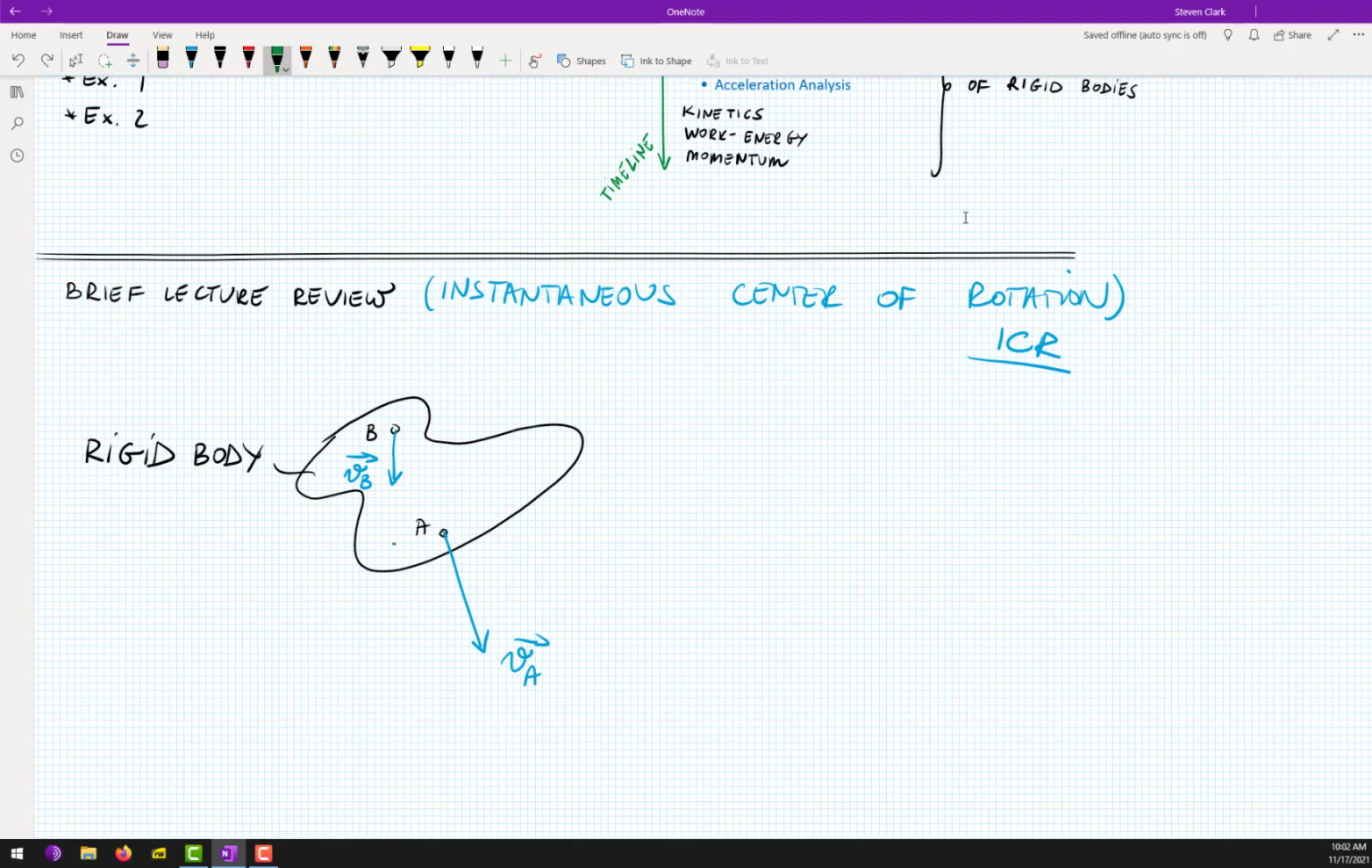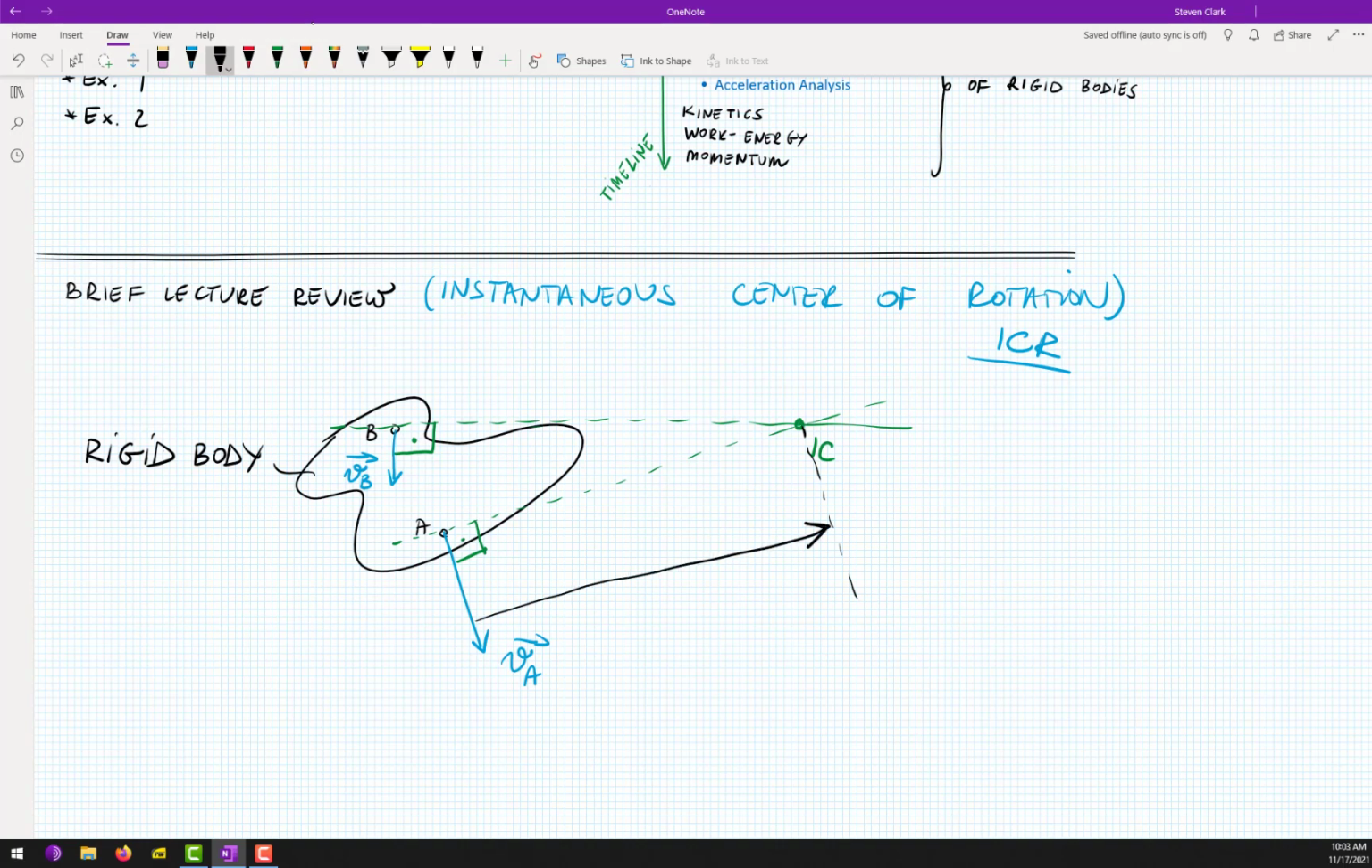First of all, we must find the direction perpendicular to this velocity vector, and of course the direction perpendicular to this velocity vector. At the intersection we have our ICR. This is the instantaneous center of rotation. That's it. Clearly a geometric approach.